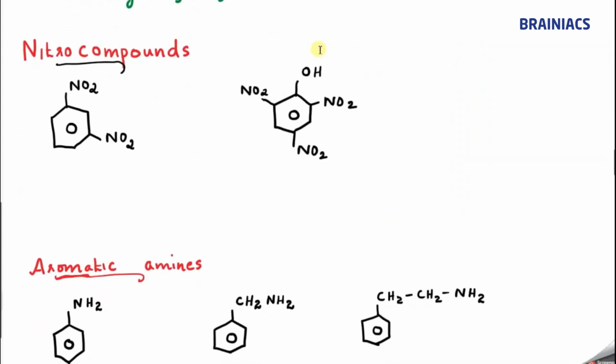Nitro group, it's a substituent. Can you name the IUPAC name of this compound? Let me number it, 1, 2, 3, 4, 5, 6. What is the name of this compound? I can say 1,3-dinitro, correct? 1,3-dinitrobenzene, correct?